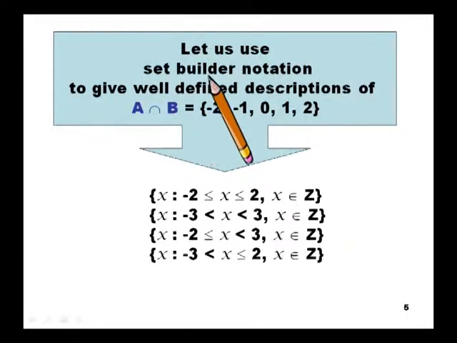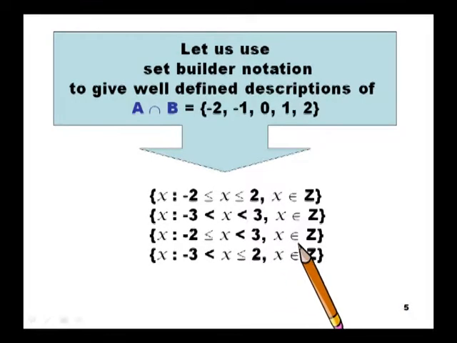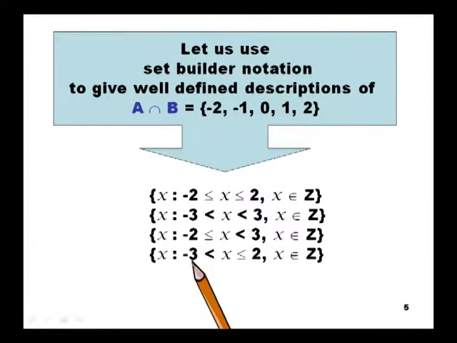Let us use set builder notation to give well-defined descriptions of A intersect B, which is equal to -2, -1, 0, 1, 2. x such that x is greater than or equal to -2, less than 2, x is an element or member of the set of integers. x such that x is greater than -3, less than 3, x is an element of the set of integers. x such that x is greater than or equal to -2, less than 3, x is an element of the set of integers. x such that x is greater than -3, less than or equal to 2, x is an element or member of the set of integers.